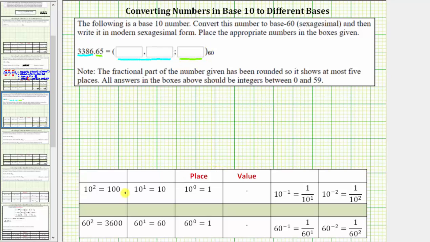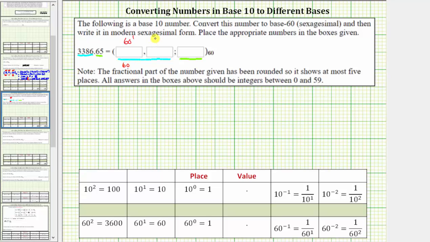We know in base 10 the place values are powers of 10, and in base 60 the place values are powers of 60. The first step is to determine the highest power of 60 that will divide the whole number of 3,386 at least once. Because 60 squared is equal to 3,600, which is greater than 3,386, the highest power of 60 that will divide 3,386 at least once is 60 to the first, which means this place value is the 60 to the first, or 60's place value.